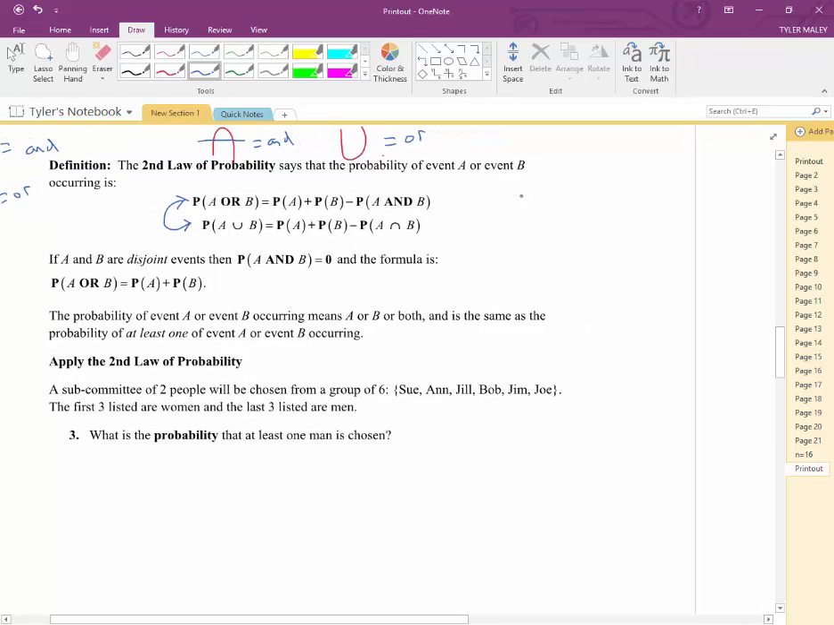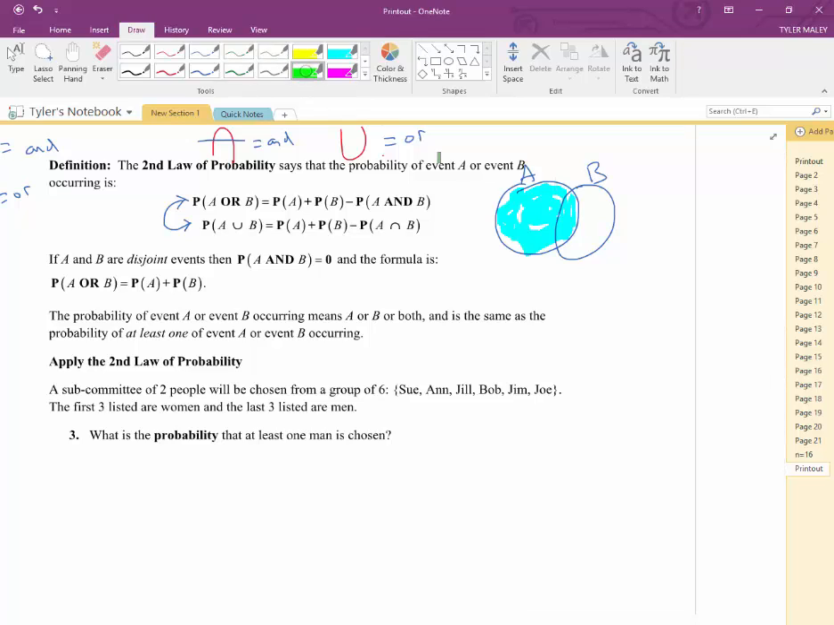With this rule, I like to think about Venn diagrams. Let's say this is event A and this is event B. The probability of A is everything in circle A, and event B happening is all of this. Now the problem is that if we want either one of them happening, we can't just add those together, because then we're counting this twice.